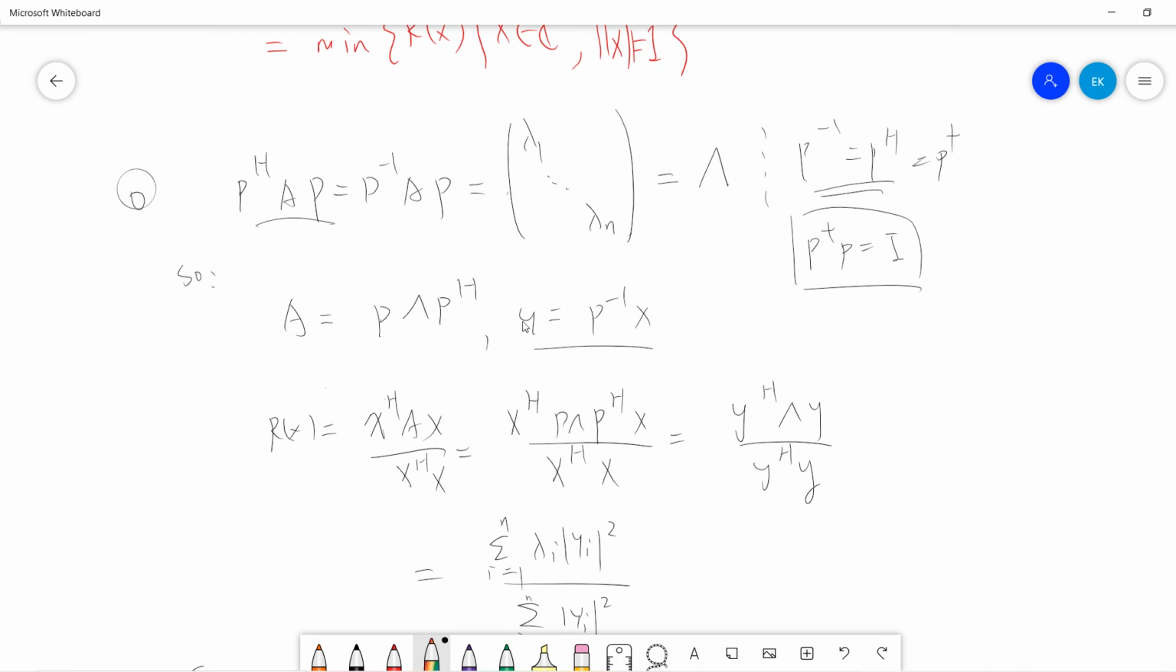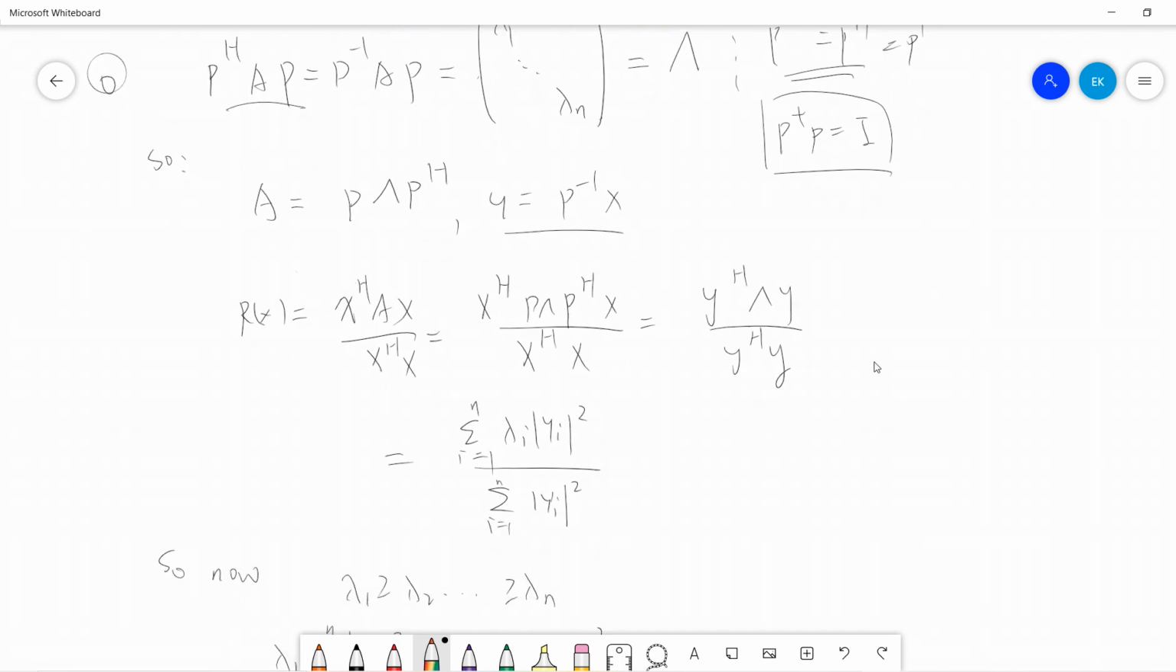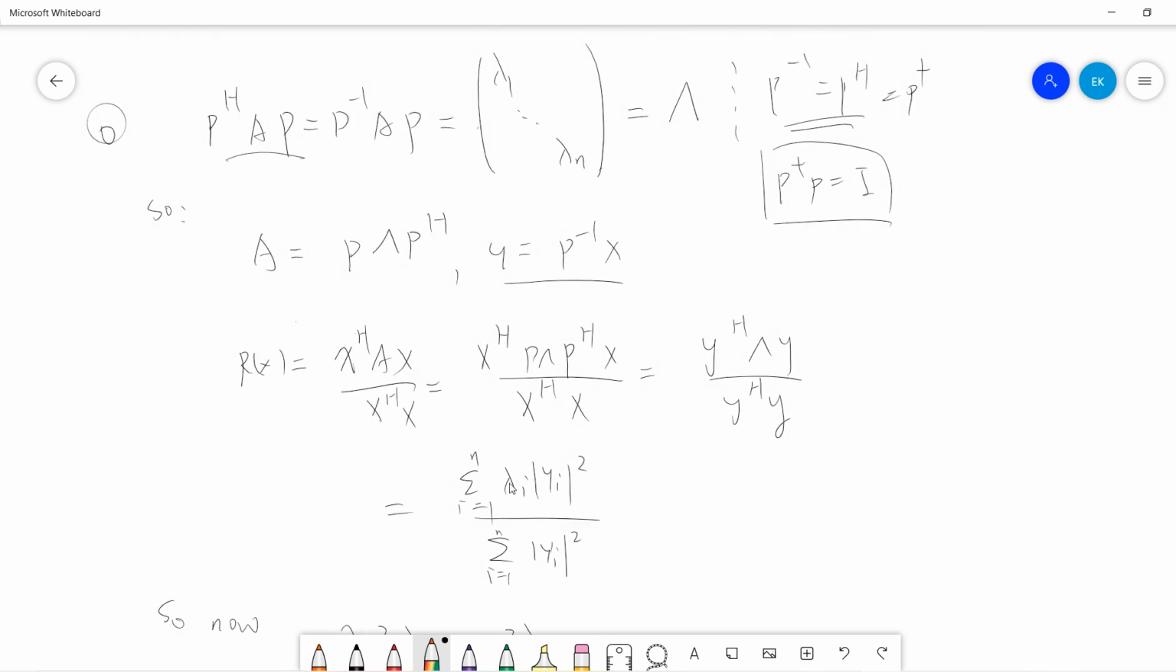Let y be P inverse x. Then the original R of x can be changed to x Hermitian, where you write A as P lambda P Hermitian, times x, divided by x Hermitian x. Since P is unitary, x Hermitian x can be changed to y Hermitian y, and the numerator becomes y Hermitian lambda y. Writing down the definition, the denominator becomes the sum of y_i squared, i from 1 to n, and the numerator is the same but with a weight of lambda_i, the sum of lambda_i y_i squared, i from 1 to n.